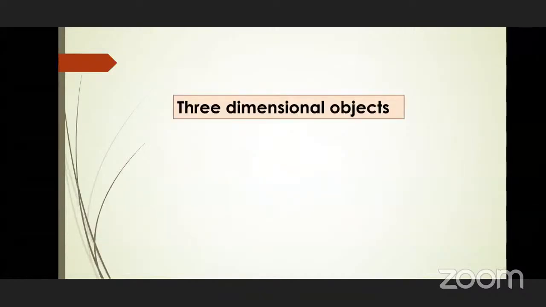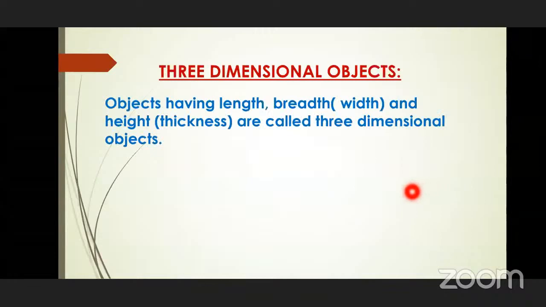And what are 3D shapes? The objects having length, breadth and height, thickness, are called three-dimensional objects or 3D shapes.